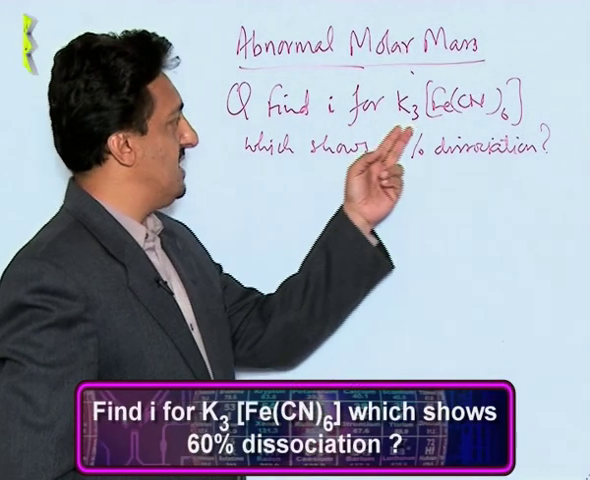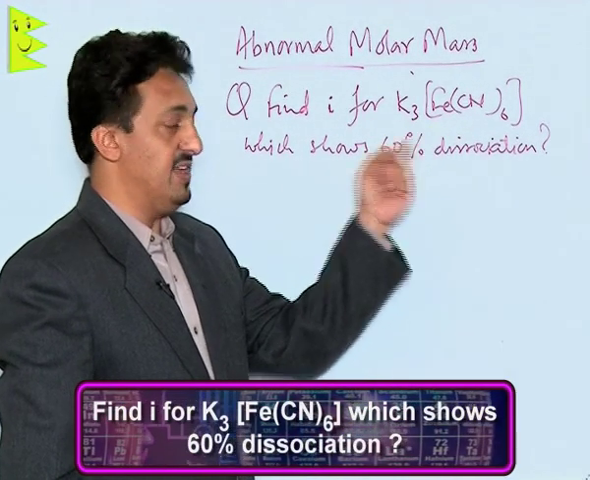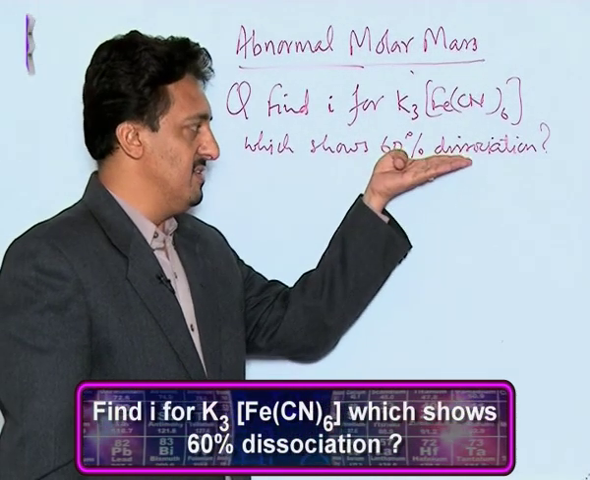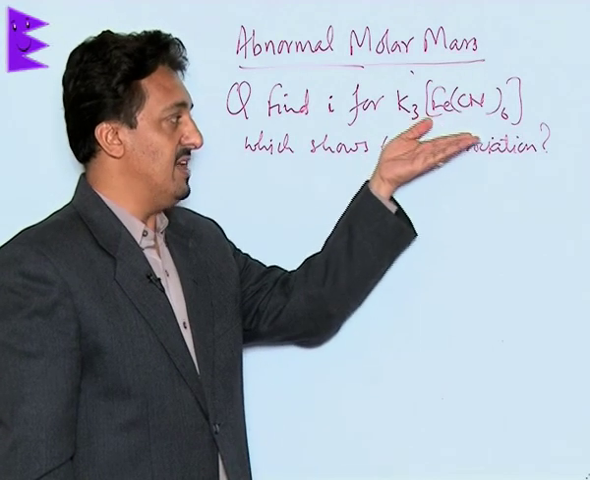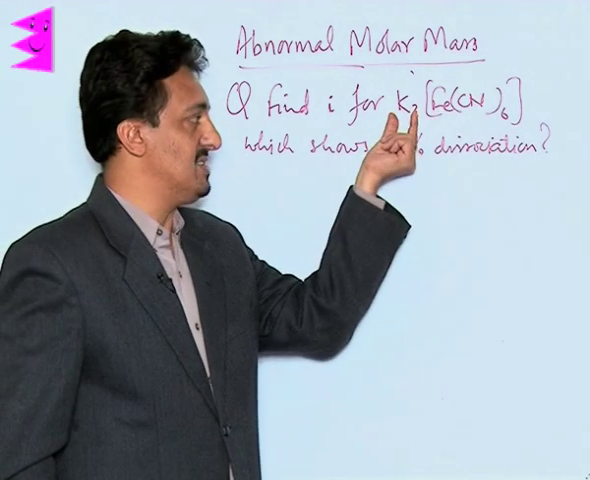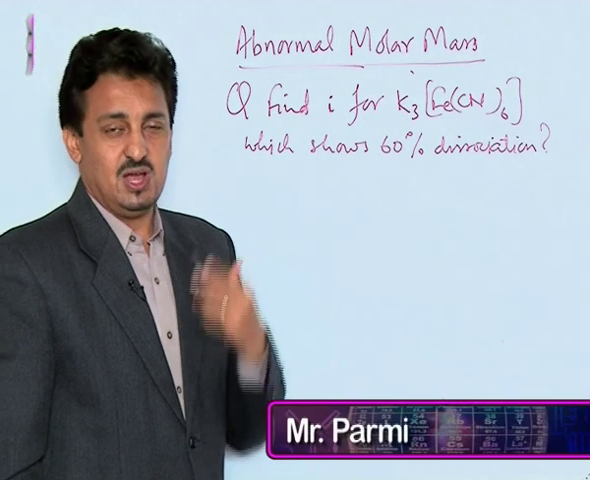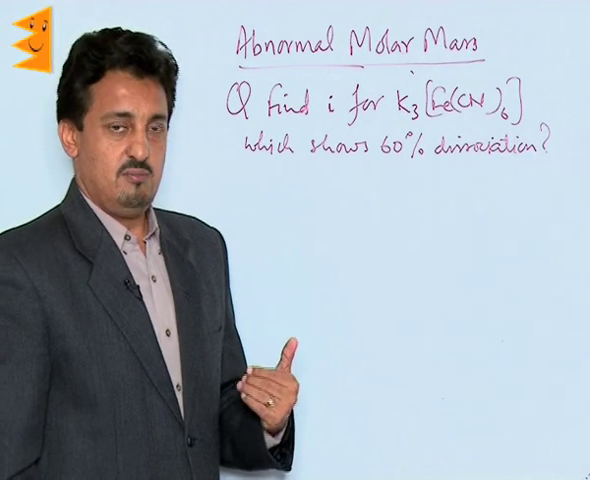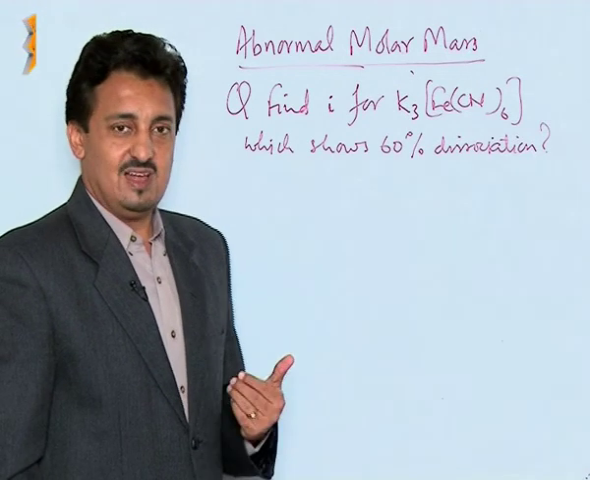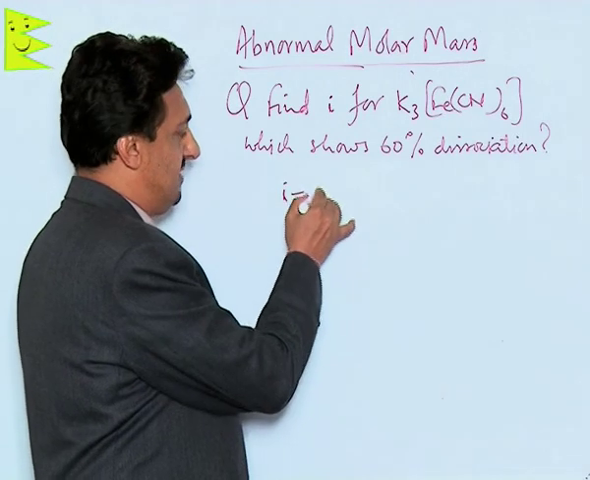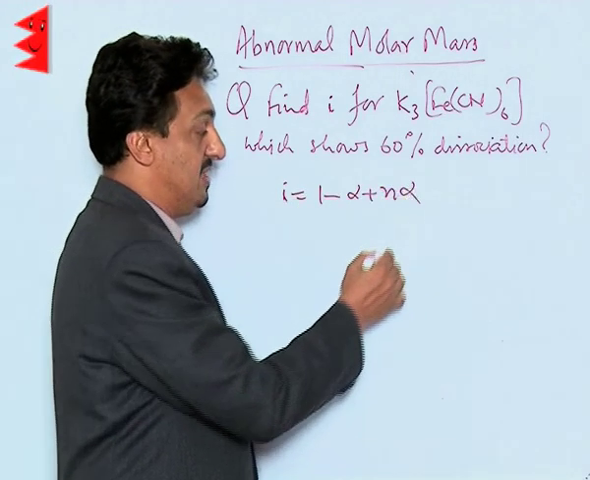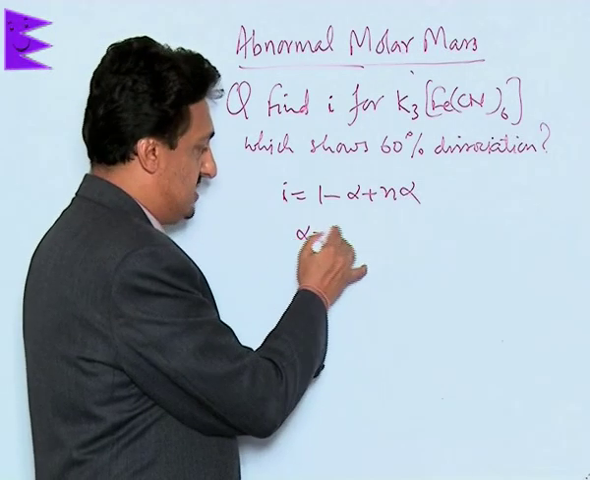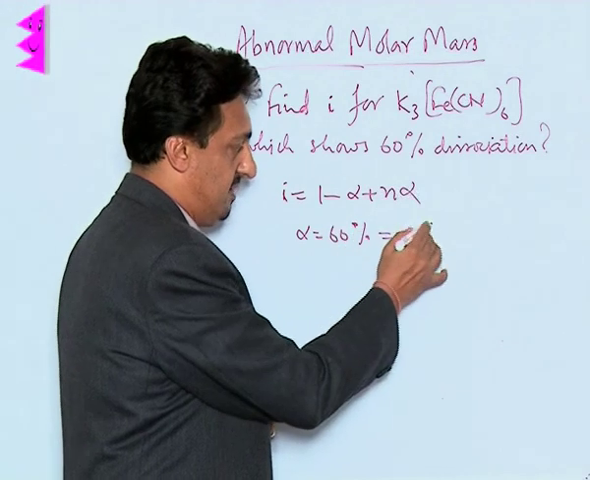Like, find i for K3Fe(CN)6, which is called potassium ferricyanide, which shows 60% dissociation. See, if this was not given, we could have taken the i for K3Fe(CN)6 as 4, 1 complex and 3 potassium. But since it's not showing 100% dissociation, we can't take its i as 4. It will be less than 4, but definitely more than 1. And what will be the exact value? Let us see. We know the formula is i equal to 1 minus alpha plus n alpha in case of dissociation, when the dissociation is not 100%. Alpha given is 60%, so out of 1 it will be 0.6.